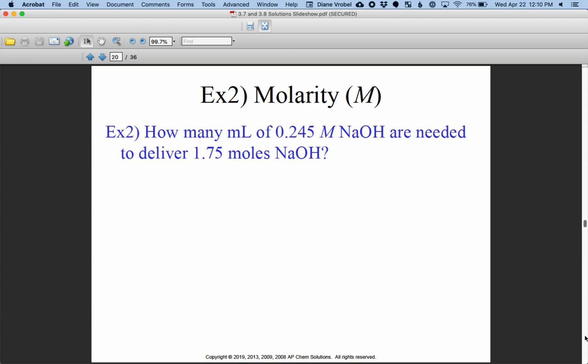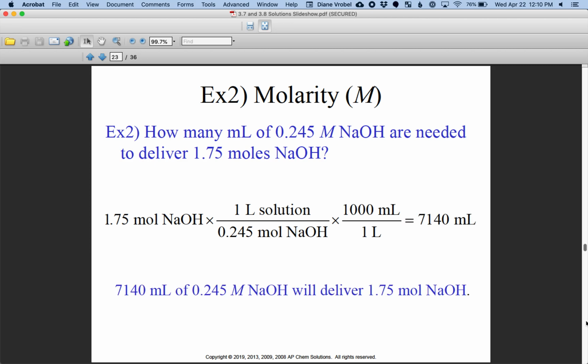Okay, here's a second example where we have molarity, but now they want to know volume, and they give you the moles of your original substance. So we're going in the opposite direction. We're going to use the moles and then the molarity. Notice that it's the reciprocal. And they converted this to milliliters by using the conversion factor.